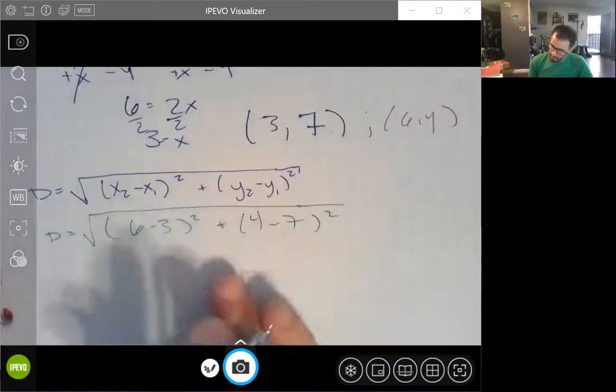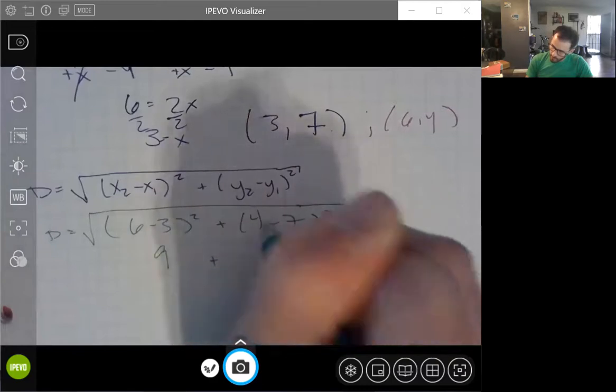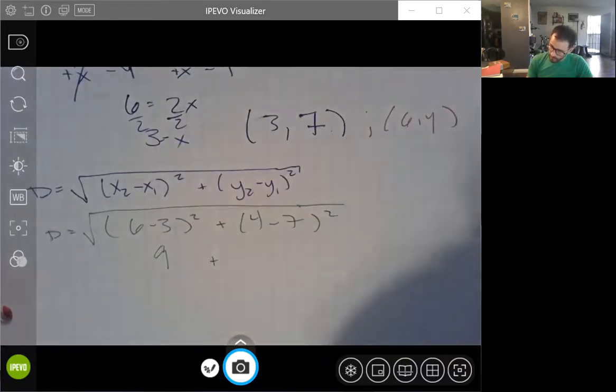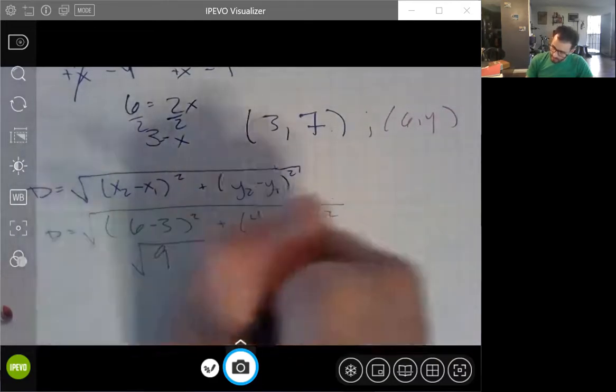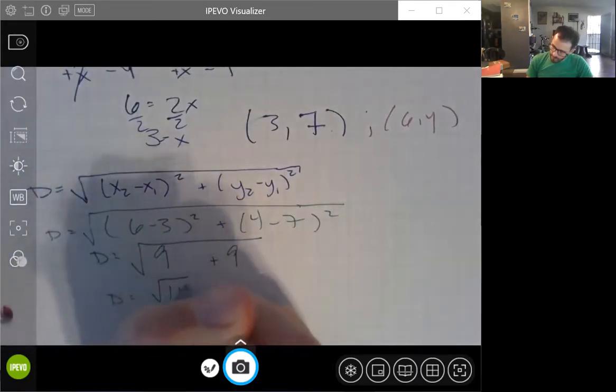Okay, 6 minus 3 is 3, 3 squared is 9. 4 minus 7 is -3. -3 squared is 9. So now my distance is the square root of 18.